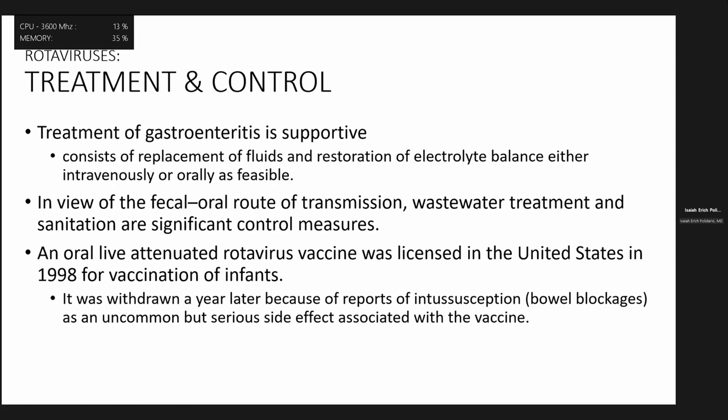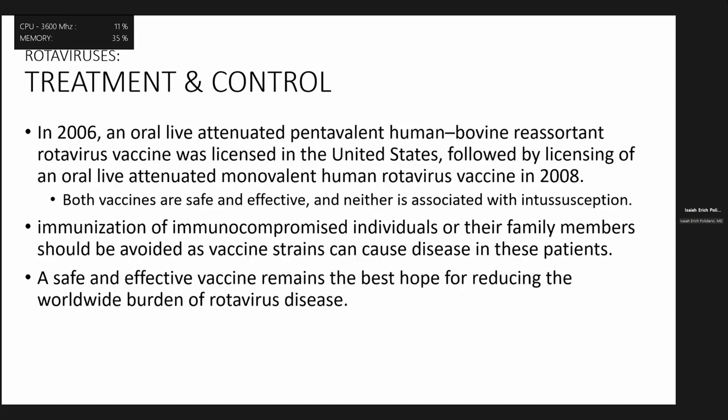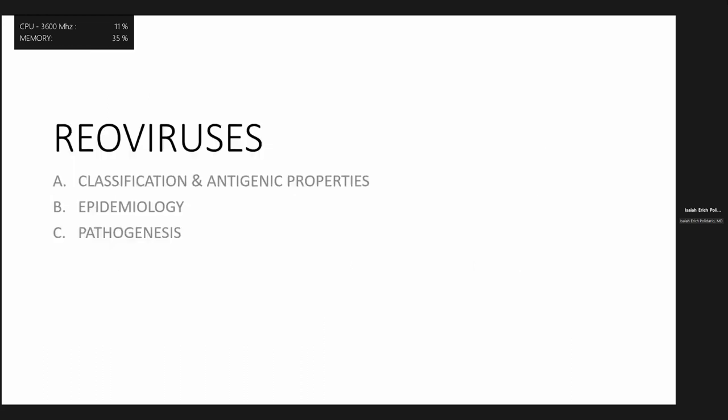An oral live attenuated rotavirus vaccine was licensed in the U.S. in 1998 for vaccination of infants. However, this was withdrawn a year later because of reports of intussusception as an uncommon but serious side effect associated with the vaccine. In 2006, an oral live attenuated pentavalent human-bovine reassortant rotavirus vaccine was licensed in the U.S. These vaccines are safe and effective, and neither is associated with intussusception. Immunization of immunocompromised individuals or their family members should be avoided, as vaccine strains can cause disease in these patients, since again, this is live attenuated. A safe and effective vaccine remains the best hope for reducing the worldwide burden of rotavirus disease.